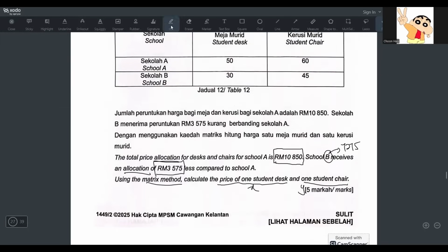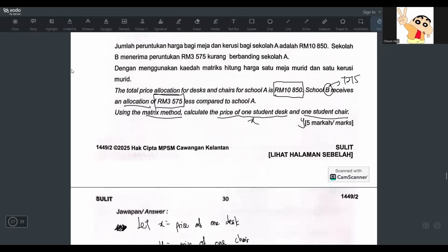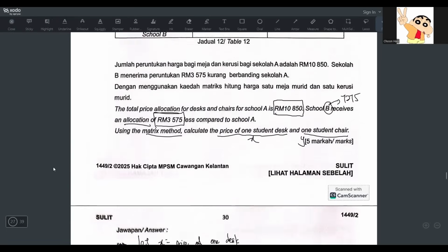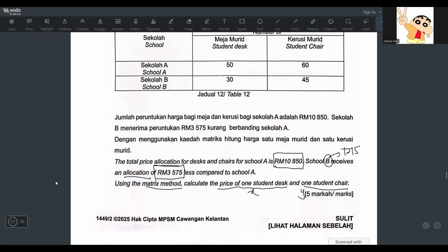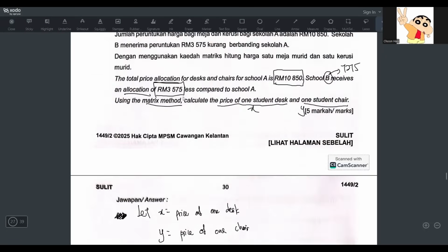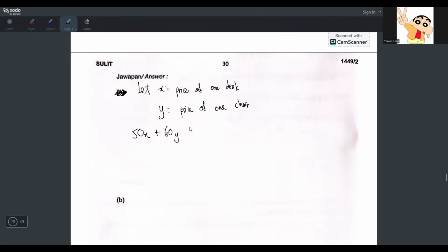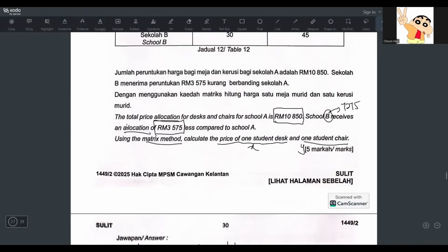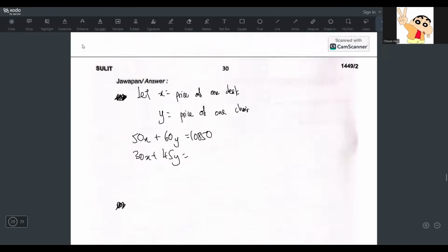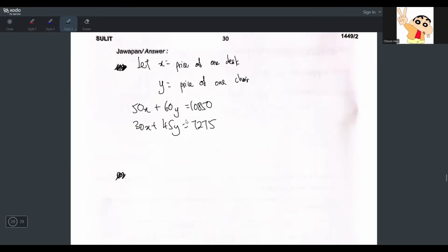Okay. So how to get the total price for school A? 50 desks, 60 chairs. So 50 have to be times x, because one desk is RM x. So if 50 desks, it will be 50 times x. And then 60 chairs, 60 times y. That's how you get the total price for school A. And I remember the school A allocation amount is 10850, so it equals 10850. Now, for the next one, it will be school B. So what is this? 30x plus 45y. And then the allocation for school B is 7275.